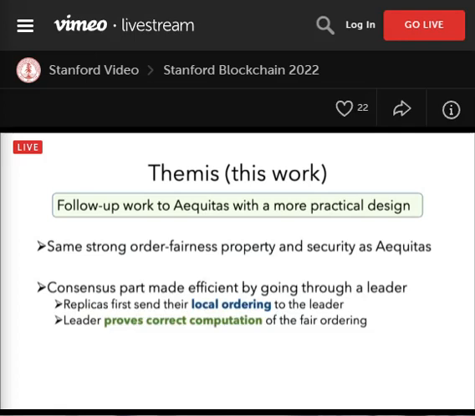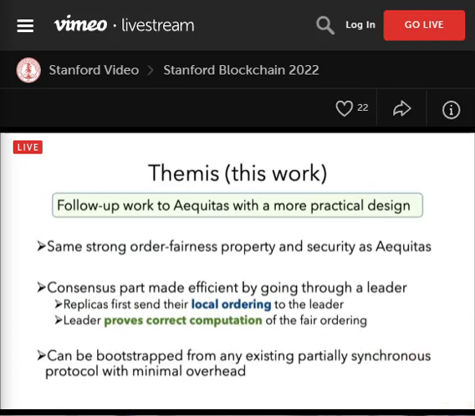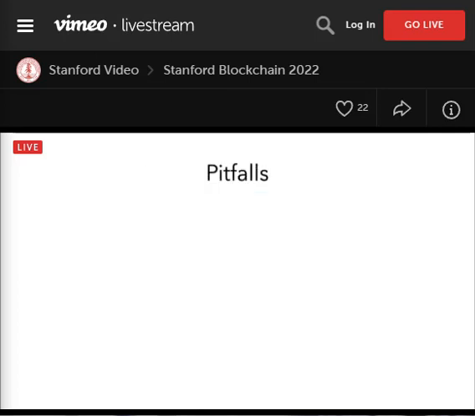And what we do here is we make the consensus part more efficient by using a standard technique of going through a leader node. Here, the intuition is that replicas can send their local ordering, so the ordering in which they receive transactions from clients, to the leader. And the leader now creates this ordering as a joint proposal between the transaction orderings from all the other nodes and proves correct computation of this ordering. And this can actually be bootstrapped from any partially synchronous leader-based protocol with minimal overhead.